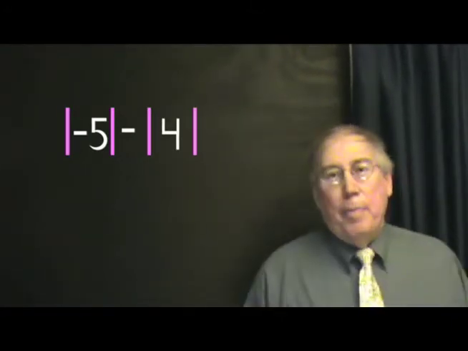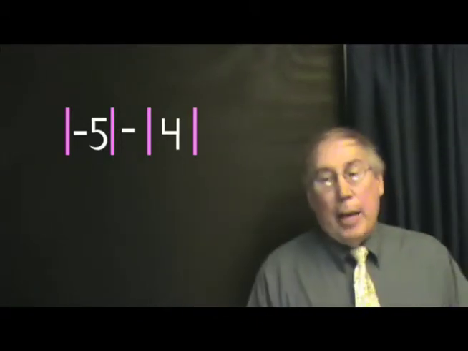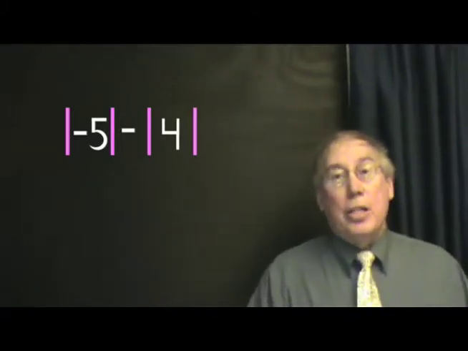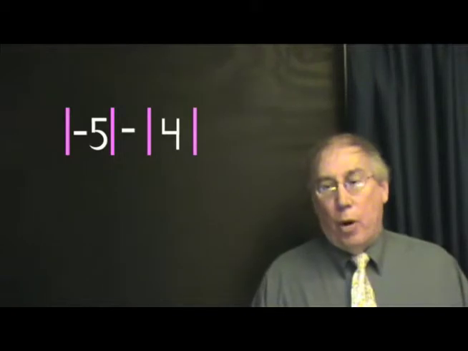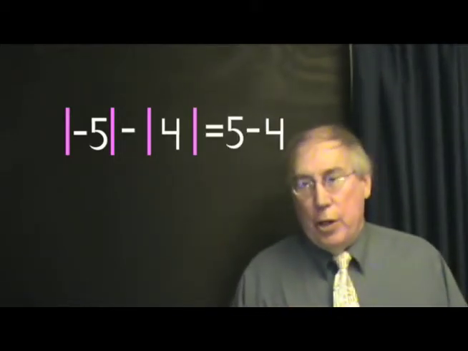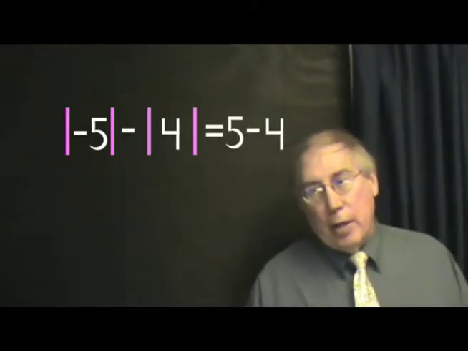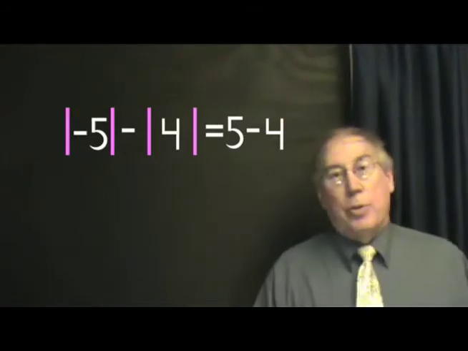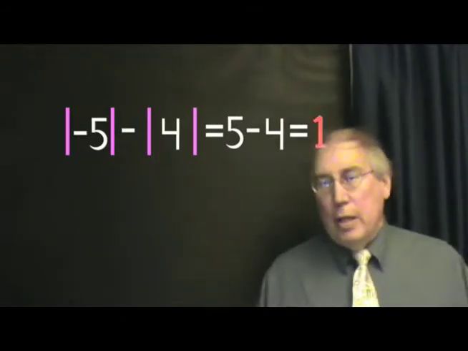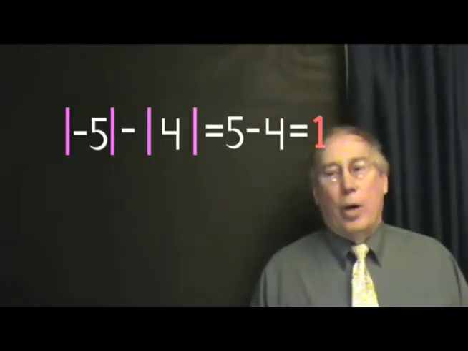Now, how about we have a problem here, the absolute value of negative 5 minus the absolute value of 4. Well, take them individually. The absolute value of negative 5 is 5. The absolute value of 4 is 4. Subtract them, and you get 1.